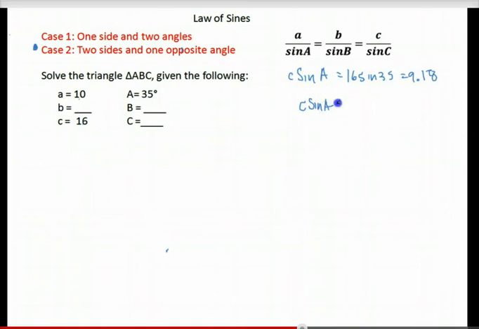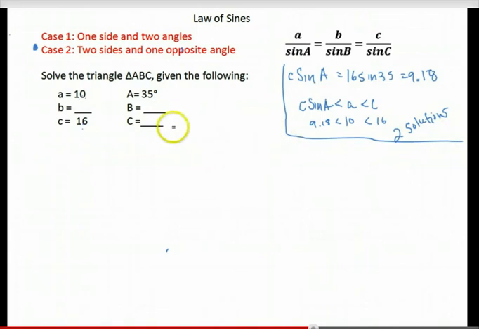So c times sine A is smaller than a, but a is smaller than that third side c. 9.8 is less than 10, which is less than 16. When that happens, you are going to have two solutions, and you do need to find both solutions. You don't have to do the test, you can still solve without it. You just have to make sure you check to see if you have two solutions.